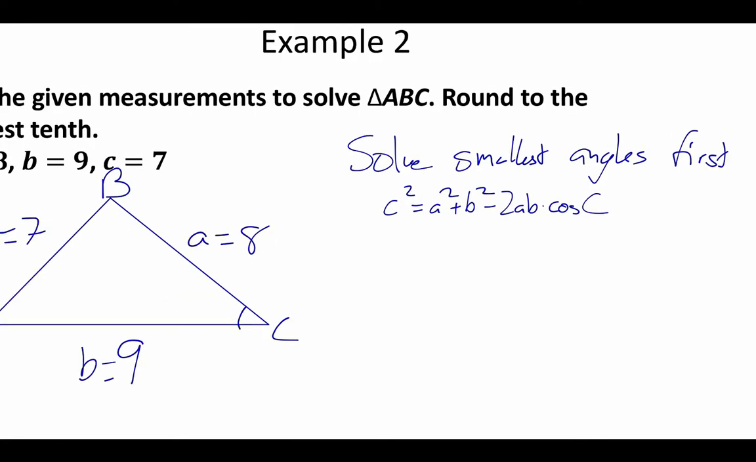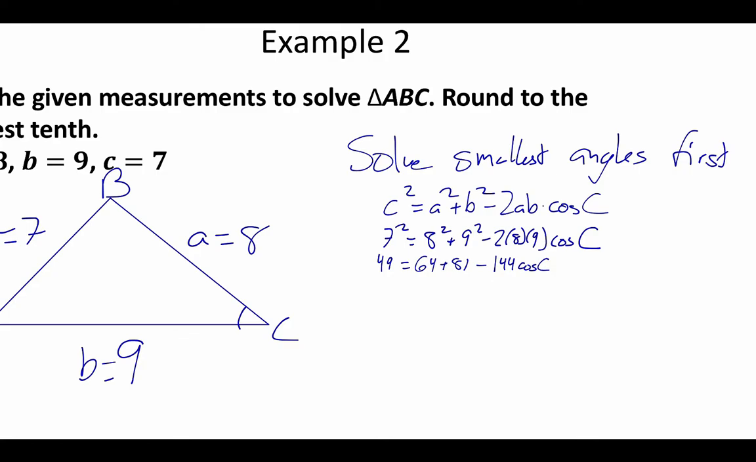C we said was 7, so we got 7 squared equals A is 8, so 8 squared, plus our B value was 9 squared, minus 2 times 8 times 9 times the cosine of, we don't know angle C. That's the only one we don't know. Cleaning this up a little bit, 7 squared is 49. 8 squared, 64. 9 squared, 81. 2 times 8 times 9: 8 times 9 is 72, so times 2 is 144 times the cosine of C.